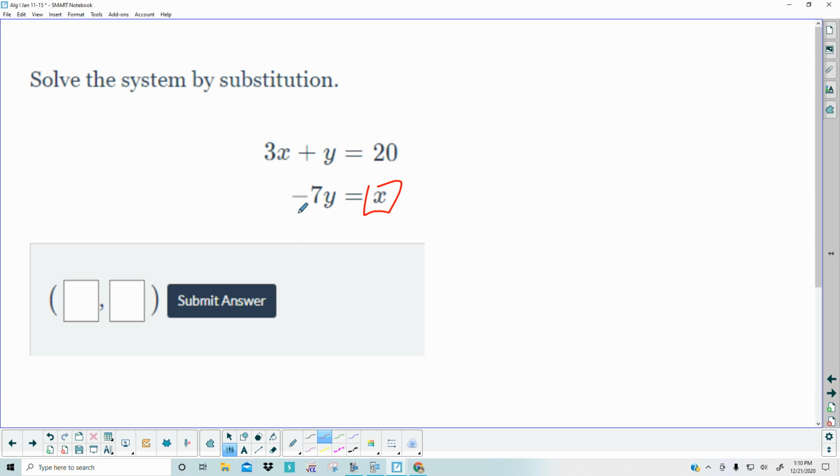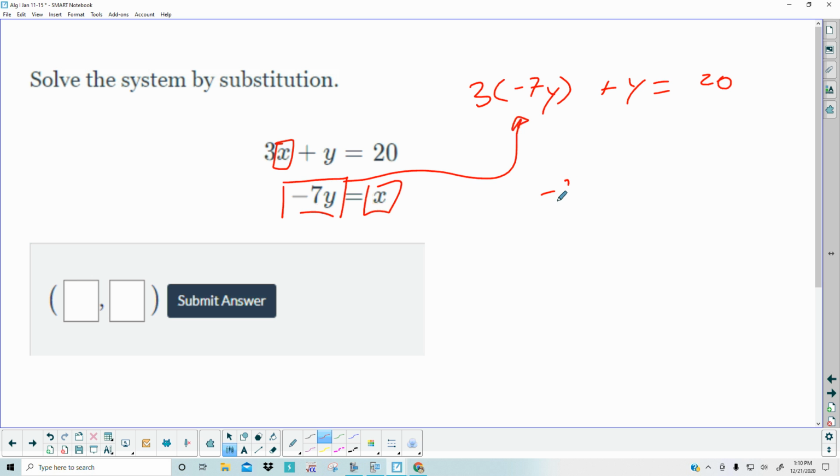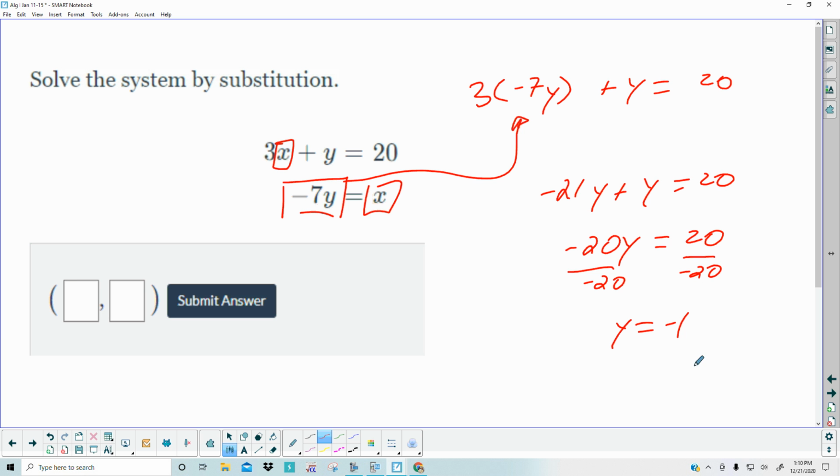Again, here's an x. There's what it's worth. There's an x. Replace it. 3 times whatever x is worth plus y is 20. This x is worth this much. Fill it in. That's negative 21y plus y is equal to 20. So that becomes negative 20y is equal to 20. Divide by negative 20, and you get y is equal to negative 1. If y is negative 1, fill it in to find x. There you go.